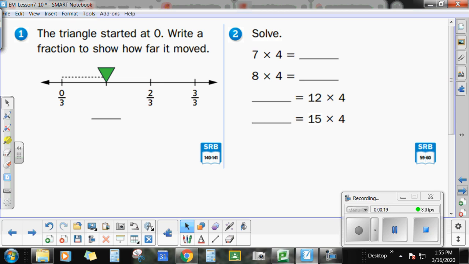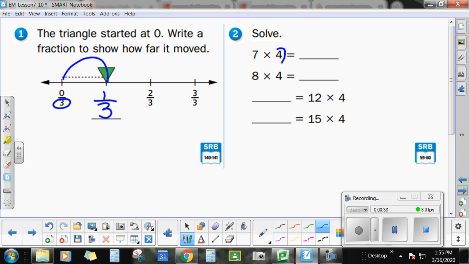Look at the number line. The triangle started at 0. Write a fraction to show how far it moved. But you can see that this number line is divided into thirds. And so when it just made one move across the number line, it made 1 out of 3 moves, so 1/3. That's pretty simple. All right, number 2, solving these multiplication problems.